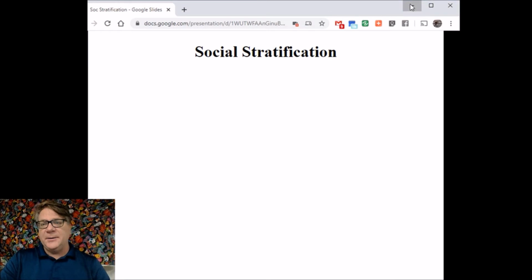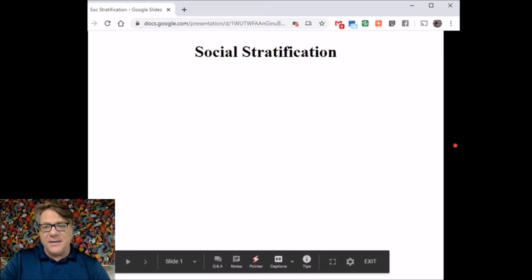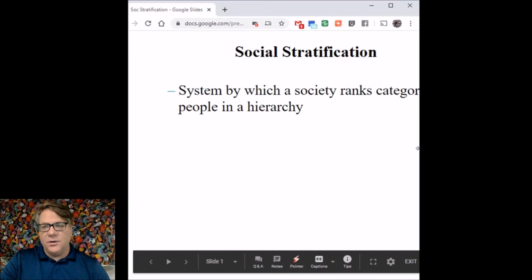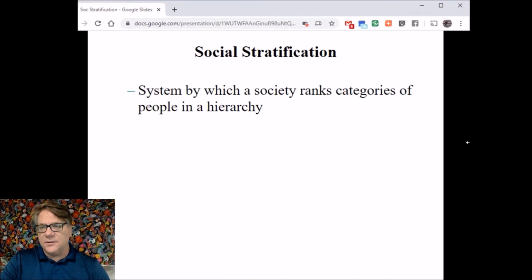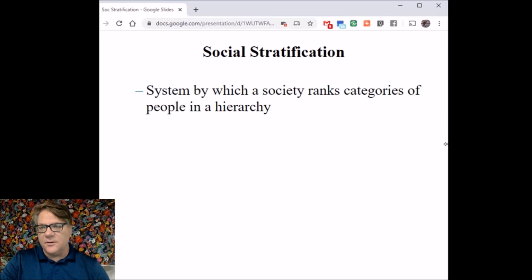So let's just jump right into things, and I'm going to walk you through a PowerPoint that I have, and what we're going to do is mix PowerPoint with me writing on a board, and you'll see that here in just a moment. But we're going to start out with talking about social stratification and what we mean by that. So let me make that a little bit bigger. That's about as big as it's going to get.